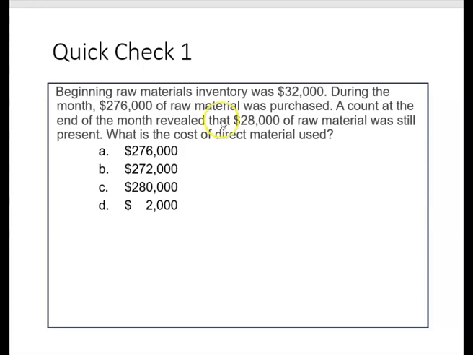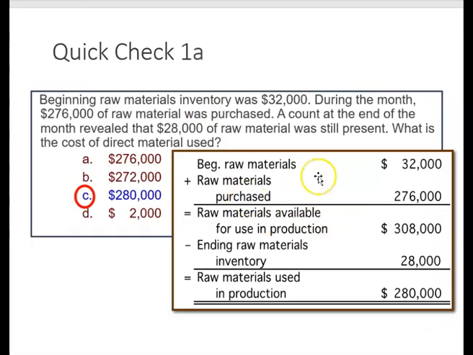So let's look and see what it looks like on this slide with the answer showing. Beginning raw materials, 32, plus purchased, 276. That gives you a subtotal of 308 available, minus 28,000. So that gives you raw materials used of 280,000. Again, this is that calculation that we use over and over in accounting. When we know the beginning, what we added, and our ending, we can figure out how much we must have used. All right, let's look at quick check number 2.